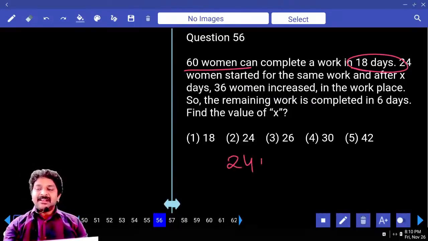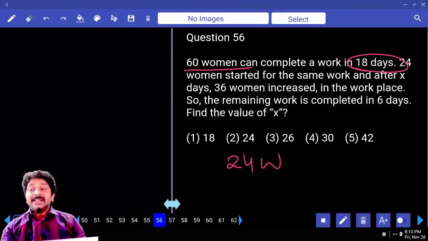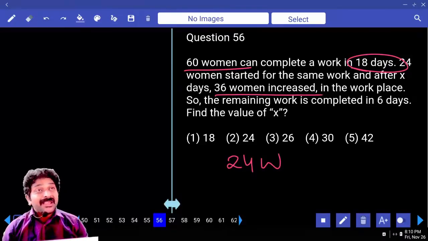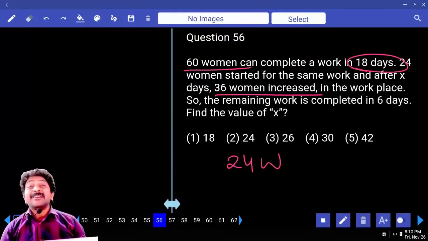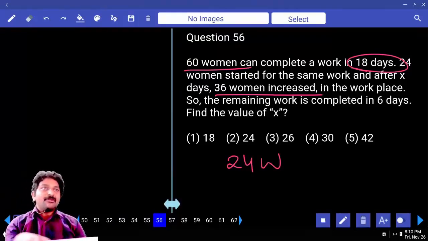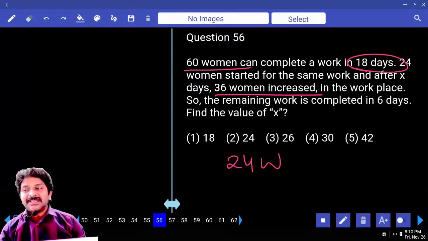24 women started. They worked for some number of days. Forget about it. And after that, women increased by 36 only. Already how many are there? And increased by? Then it becomes 60 women. 60 women completed the remaining work in how many days?